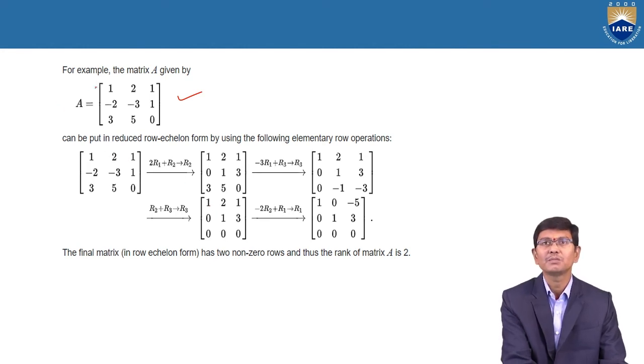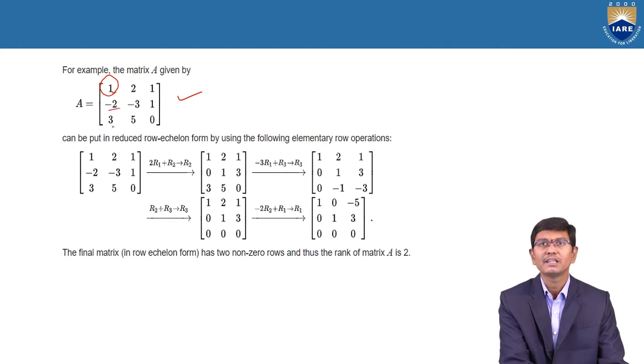When we observe this problem, the first element of the first row is clearly 1, but in the other rows we have minus 2 and 3. By using row operations, we need to change minus 2 to 0 and 3 to 0. With the help of that, we apply 2 R1 plus R2 on R2. R1 is no change and R3 is also no change, so R1 is 1, 2, 1, and R3 is 3, 5, 0. We only modify the R2 row by 2 R1 plus R2.